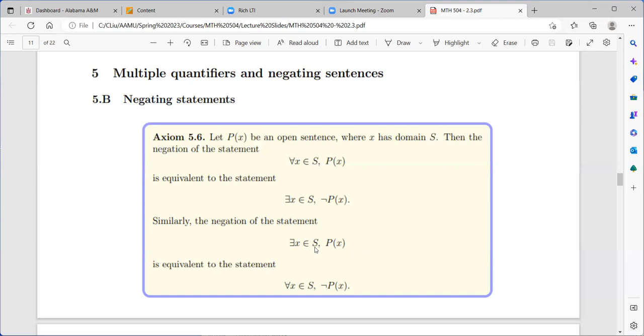X in S so that P is true. So that means for all X in S, P must be false, right? P must be false. So that's exactly what is in here. So you change the existential quantifier to the universal quantifier to say for arbitrary X in S, or for all X in S, the negation of P of X is true, or P of X is false itself. So you negate the P at the same time, right?